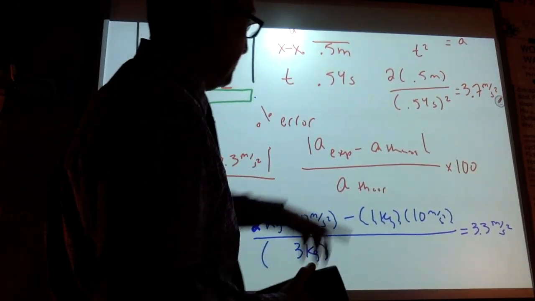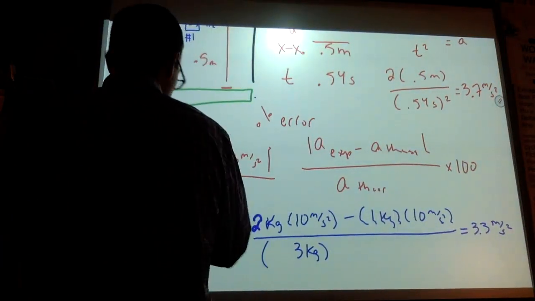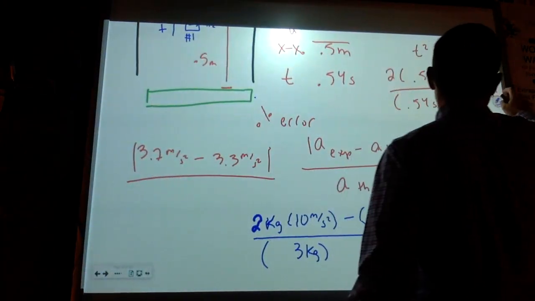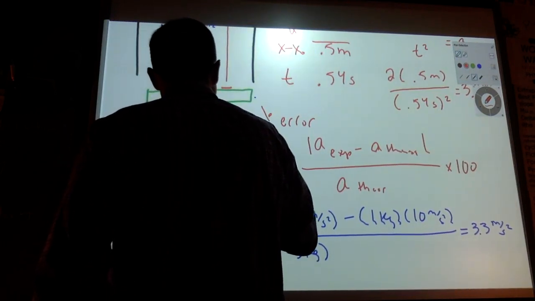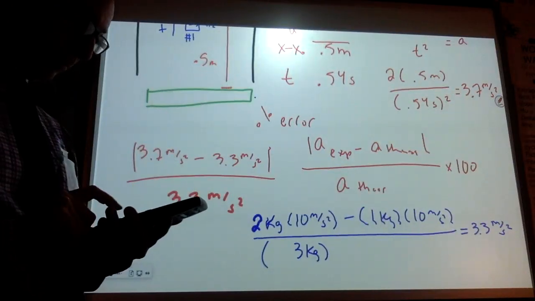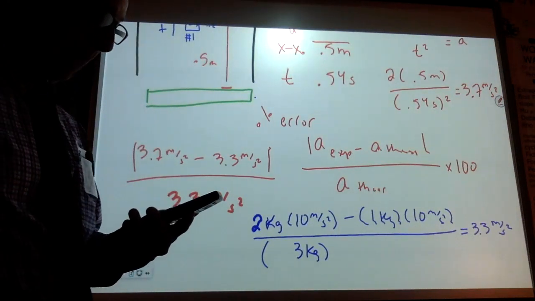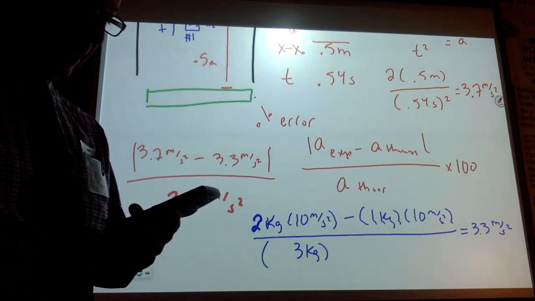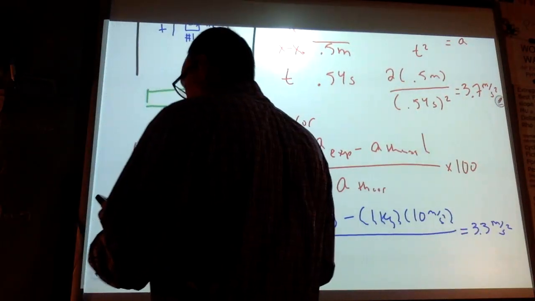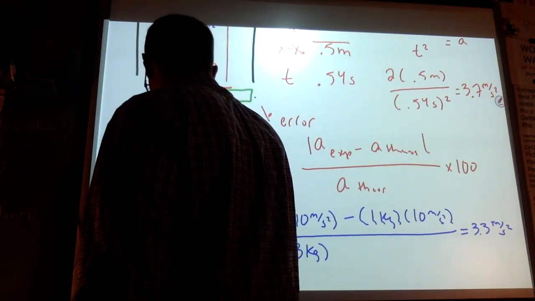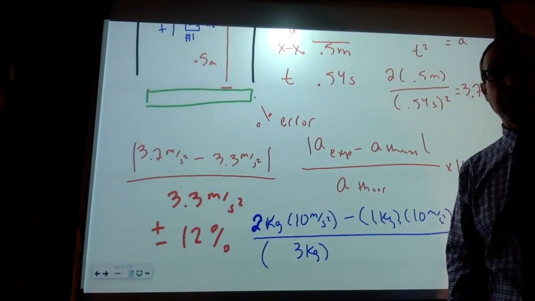And then theoretically, we said it should be 3.3. So 3.3 is going to be on the bottom as well. So I got 0.12 repeating. I'm going to multiply that by 100, and I'm going to get 12.1, so about plus or minus 12%. And that's how you would calculate the percent error.